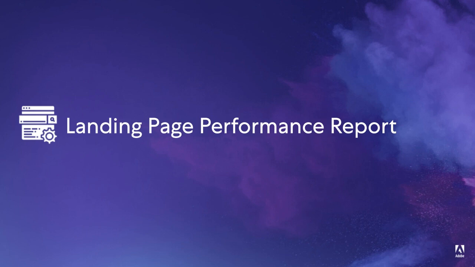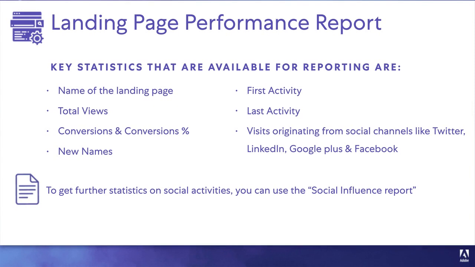Now, apart from emails, one of the most widely used assets in Marketo are landing pages and forms. As a marketer, you really want to get deep insights into the leads who filled out a form on your Contact Us page, or leads who showed interest in your product and requested a 30-day trial by filling out the form on your web page. The landing page performance report shows how many people filled out forms on your landing pages and how many were new leads. Some of the key stats this report provides include total number of views on a page, the conversion and conversion percentage, which indicates the number of times somebody filled out a form, the new names that were generated as a result of the form fills, time of first and last activity on the pages, and most importantly, visits originating from social channels like Twitter, LinkedIn, and Facebook.